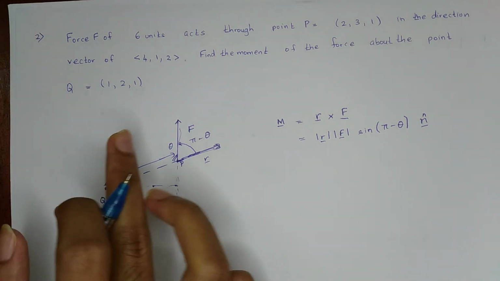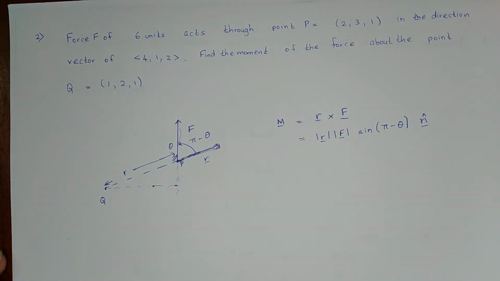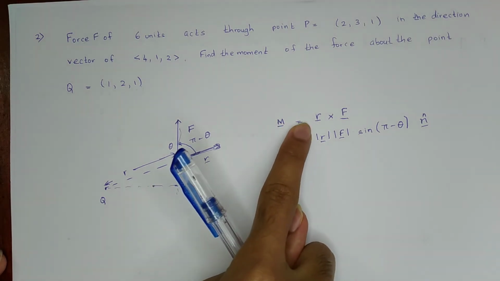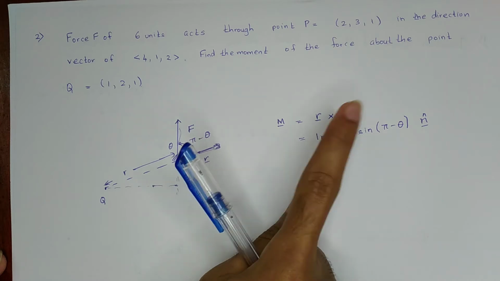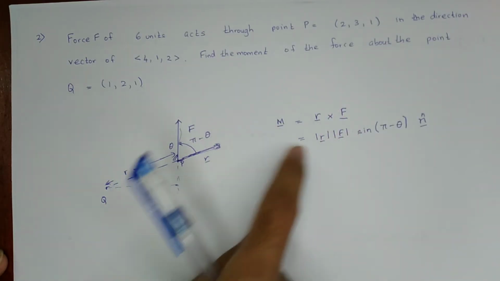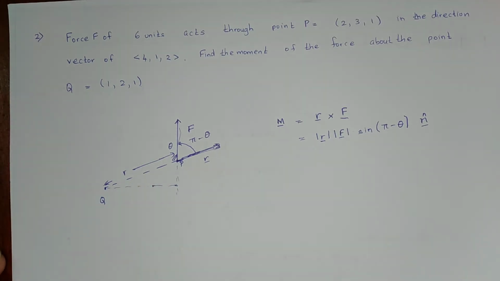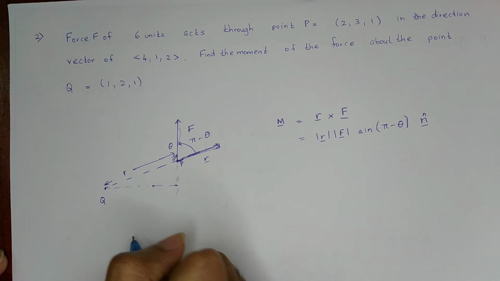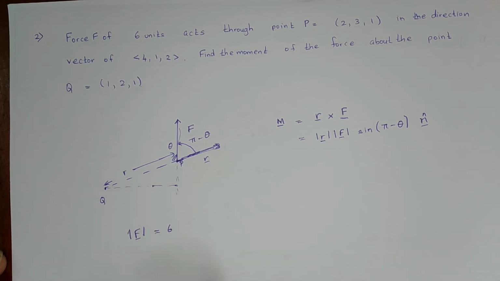Here the question is, they have given the magnitude of this force, which is 6 units. But we need to find the direction vector of r as well as the direction vector of F. If we find these, we can directly find the moment of this vector. So let's draw a picture. Force F of 6 units.